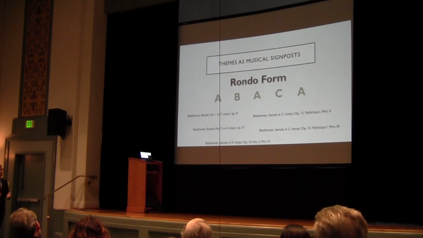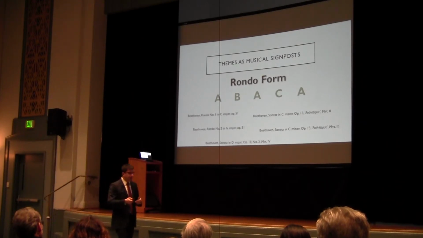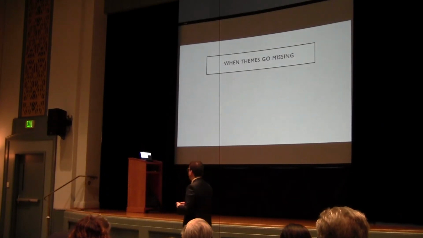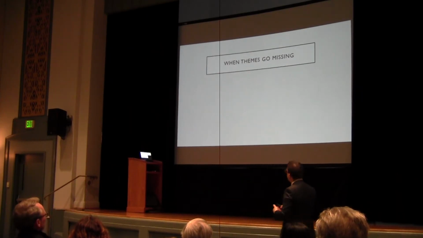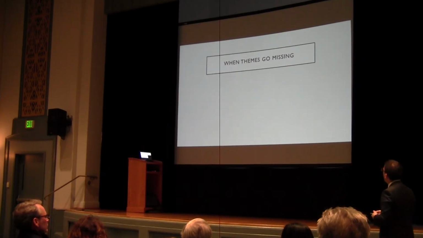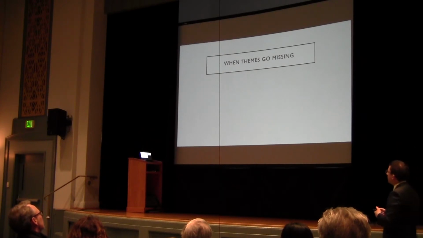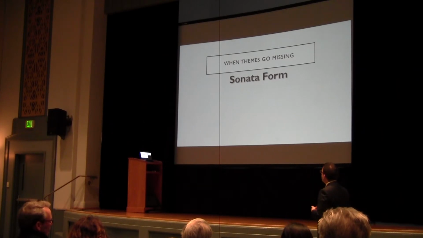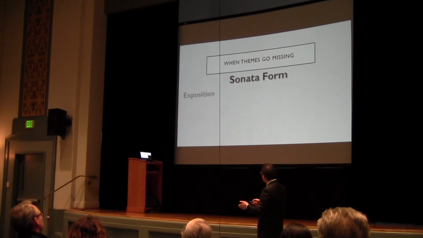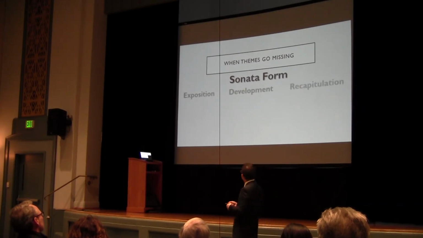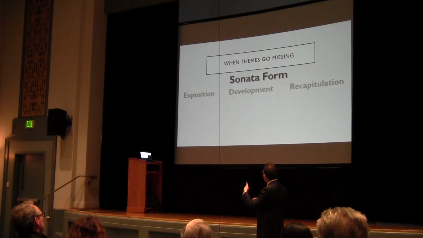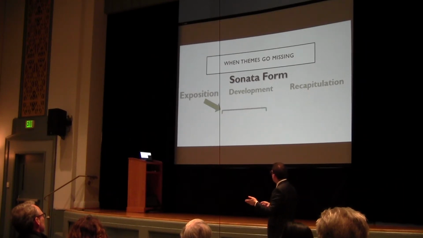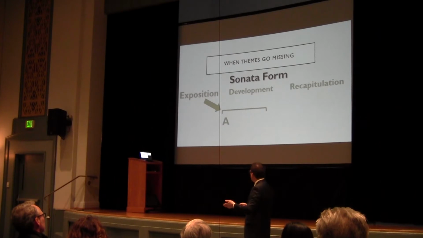But things aren't always that simple in this style of music. And there are a number of cases where themes go missing. You don't have the themes to grab onto to signal, to know where you are in the music. And a good example of this comes in what we call sonata form, which is another really common form in this style. And a little bit more complicated. We have three main sections: the exposition, the development, and the recapitulation, with the exposition dividing into two halves that each feature their own theme.